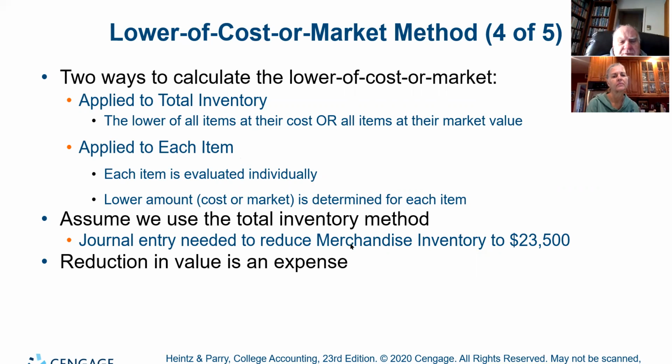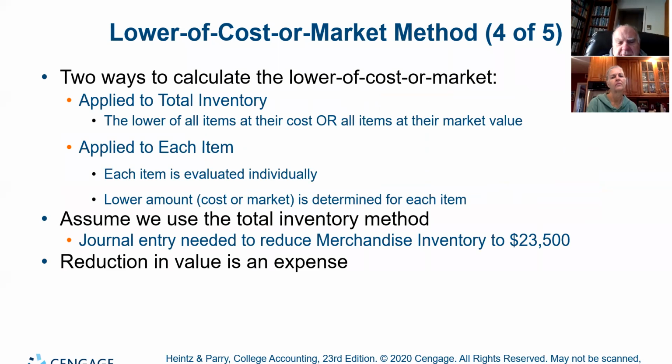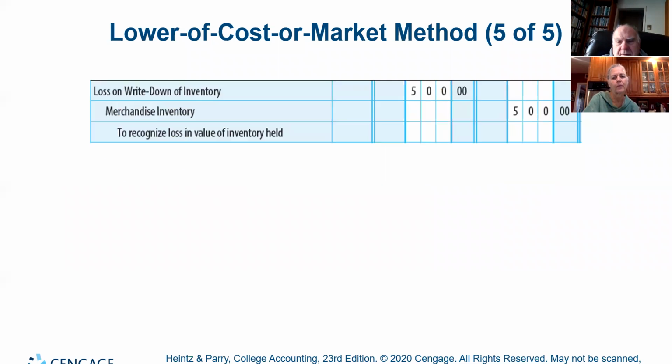Assume we use the total inventory method. The journal entry needed to reduce the inventory to 23,500. That's going to be an expense. So we went from 24,500 to 23,500. Would you agree? 24,500 to 22,500. At 22,500. Yeah, the difference here, I think they have a mistake. Well, that was what the market was.